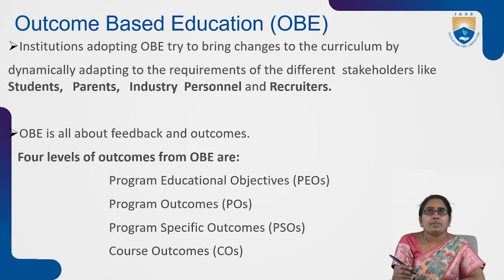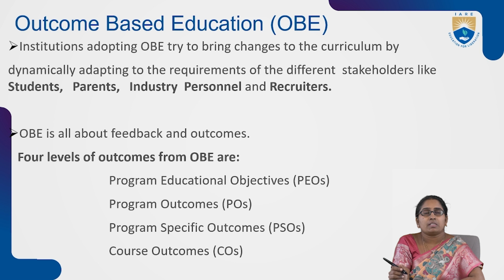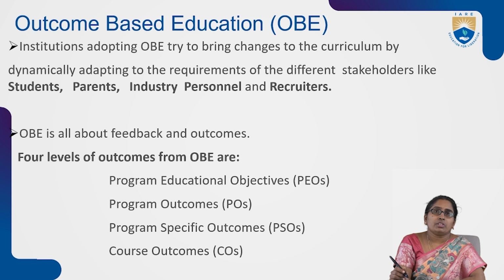Before this, we have traditional education, which is nothing but the faculty giving the source of information to the student to get pass in the exam and get good marks. That is traditional education. In outcome based education, for the first point, we can see institutions adopting OBE, trying to bring changes to curriculum by dynamically adapting to the requirements of different stakeholders like students, parents, industries, and recruiters.